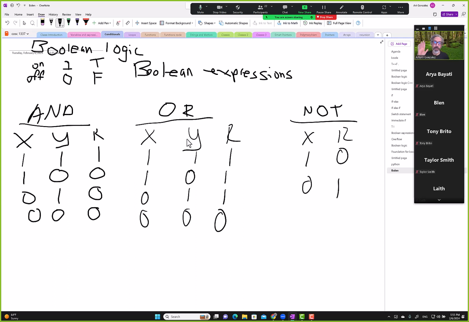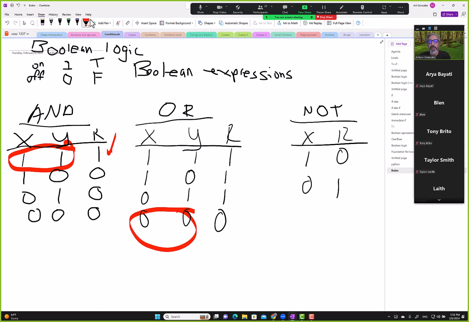And please make sure you memorize these tables to make sure you don't miss points on quizzes or exams, right? So if you're wondering the easy way to remember this, just remember that AND, both of them have to be true for the result to be true, and OR, both of them have to be false for the result to be false. And then this one's always the opposite, right? So not true, false, not false, true.